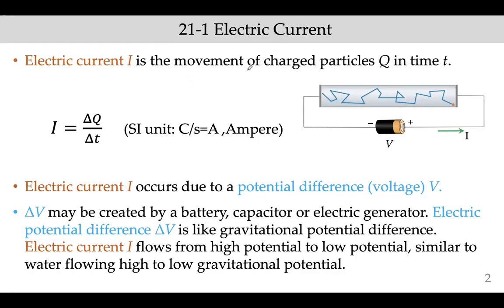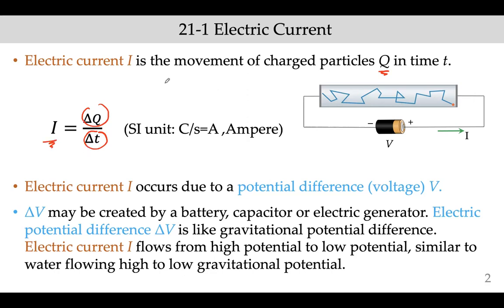Electric current is the movement of charged particles. So the charge may be Q in time t. So you have a bunch of charges and they move within the cable for a given time. So the electric current quantifies how much charge passes through the wire per given time.